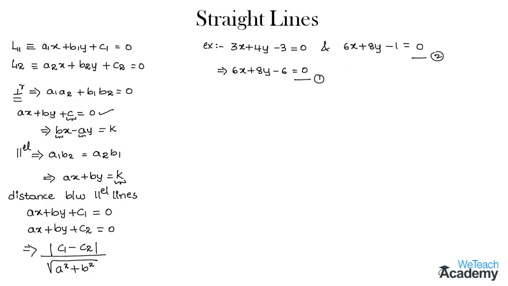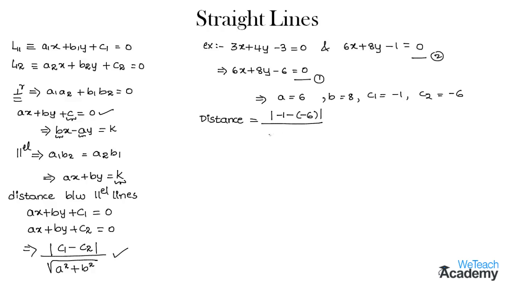So here you can observe that these lines differ by just a constant term. So here we get the values as A equal to 6, B equal to 8, and C1 will be equal to minus 1 and C2 will be equal to minus 6. And now in order to find the distance between these both lines, let us use this formula, and by substituting the values we get modulus of C1, which is minus 1, minus C2, which is minus 6, divided by under root A square, that is 6 square plus 8 square.